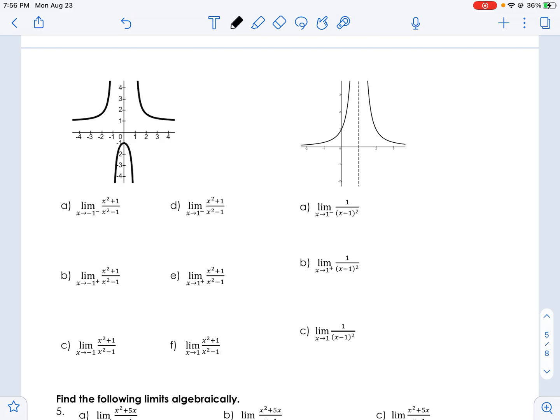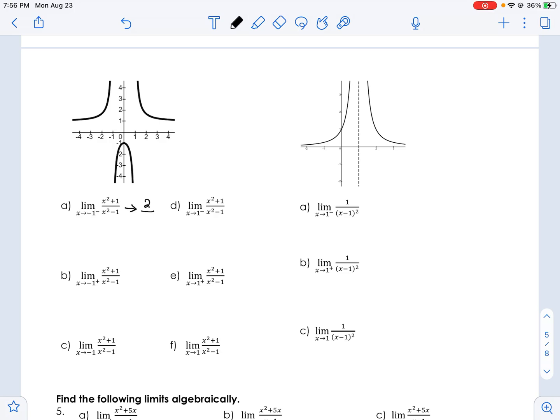Moving on to the next page, we have some graphs and some limits. I want us to get really good at being able to do this algebraically and not relying on the picture. So here we go. First thing we're going to do is try direct substitution. If I plug in negative 1, I get negative 1 squared, which is positive 1, plus 1 is 2.